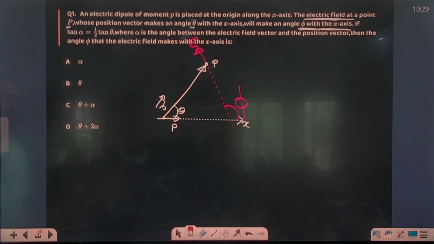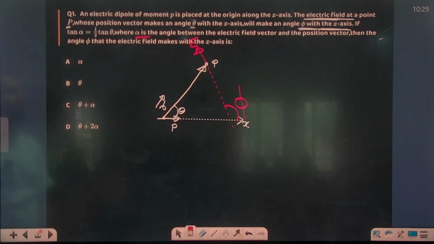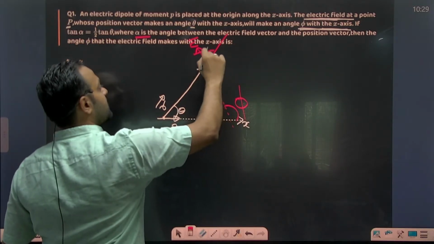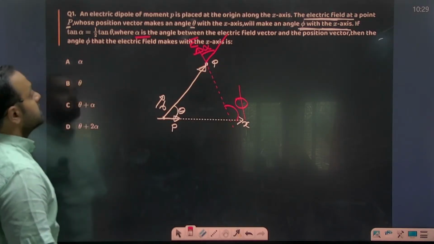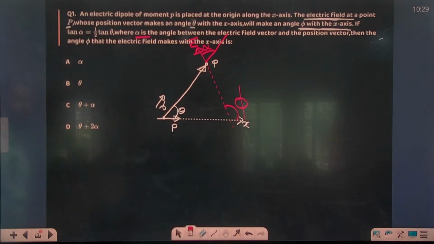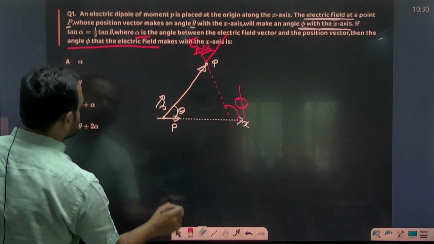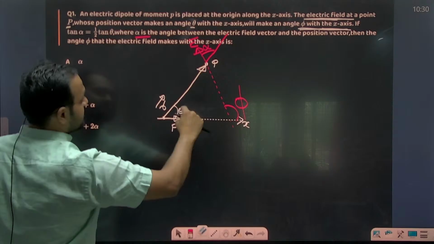What are they given? They are given that tan alpha is equal to 1 by 2 times tan theta, where alpha is the angle between the electric field vector and the position vector. If you extend the position vector, where is the angle alpha? Now what are they asking? The angle phi that the electric field makes with the x-axis is. They are asking what this is in terms of theta and alpha.